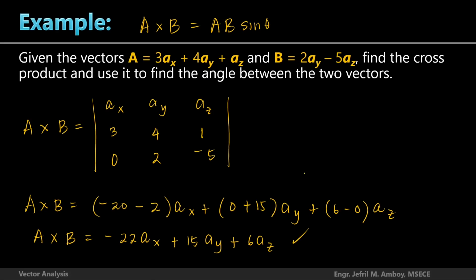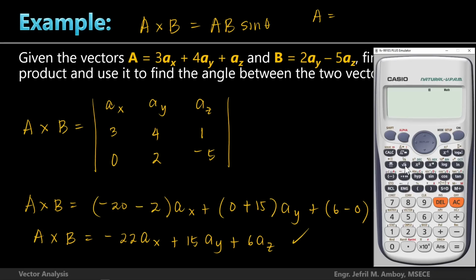So this is negative 22 ax plus 15 ay plus 6 az. So that's it. It's very easy. It's quite easy. Now, how about the angle between the two vectors? To get the angle, we need to determine the absolute values of A and B. So to get the absolute values of A and B, let's just use a calculator.